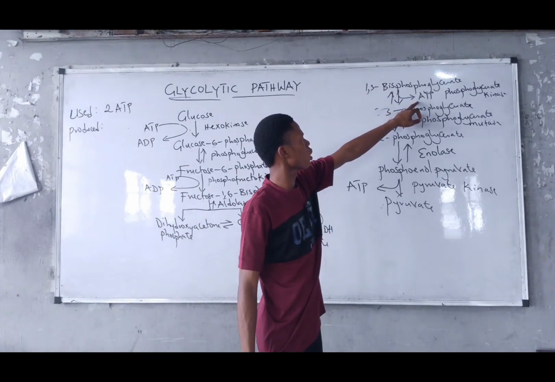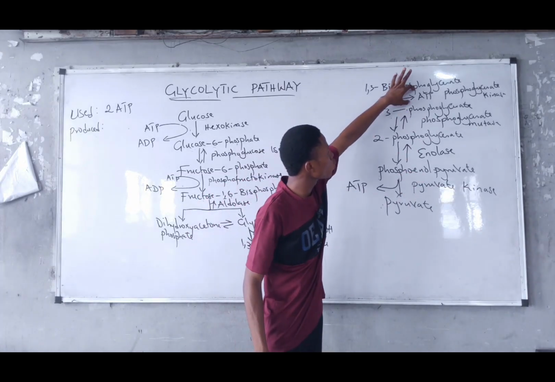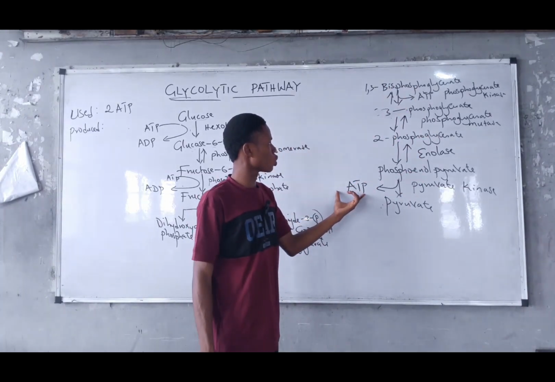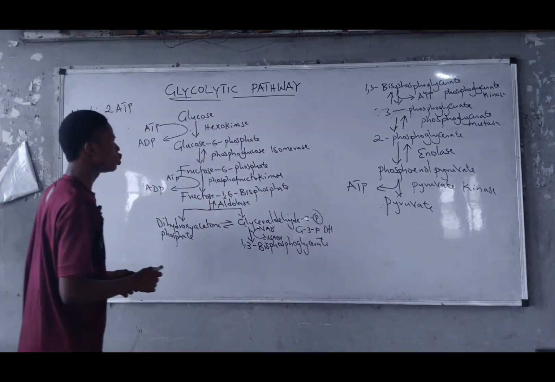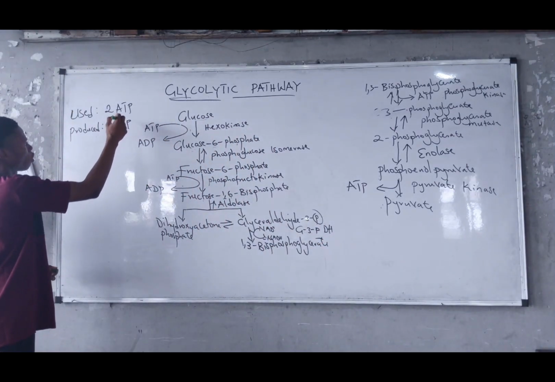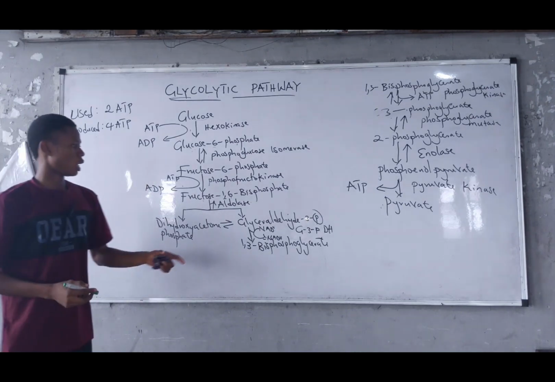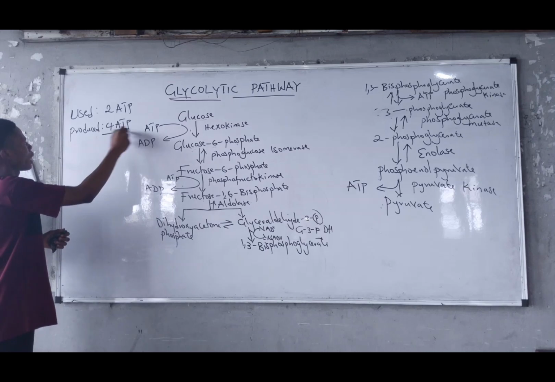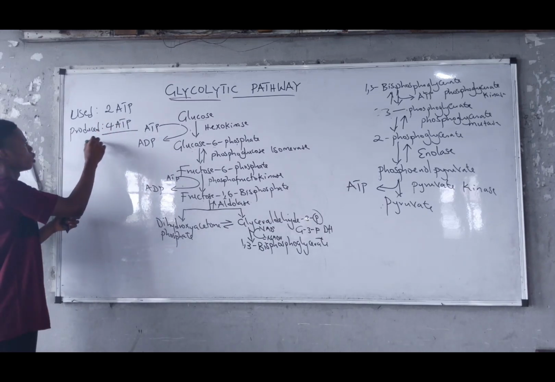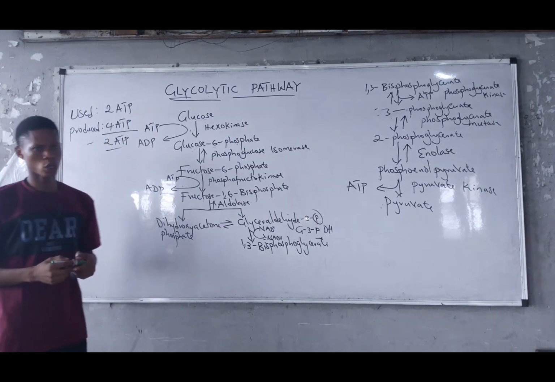Now, 1,3-bisphosphoglycerate, we produce 1 ATP here. Since the glyceraldehyde phosphate are actually 2, so this is 2 ATPs. Here we produce another one, 2 ATPs also. So you can see that we've produced 4 ATPs altogether. Is it not? And if we pay back the ATPs we used, we end up with just 2 ATP from the glycolytic pathway.